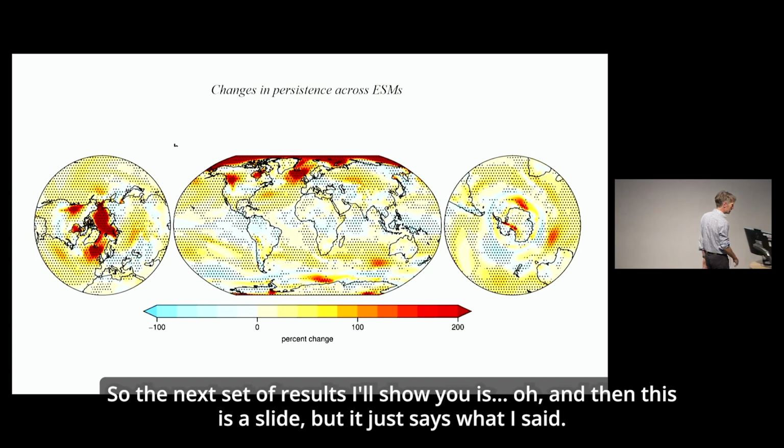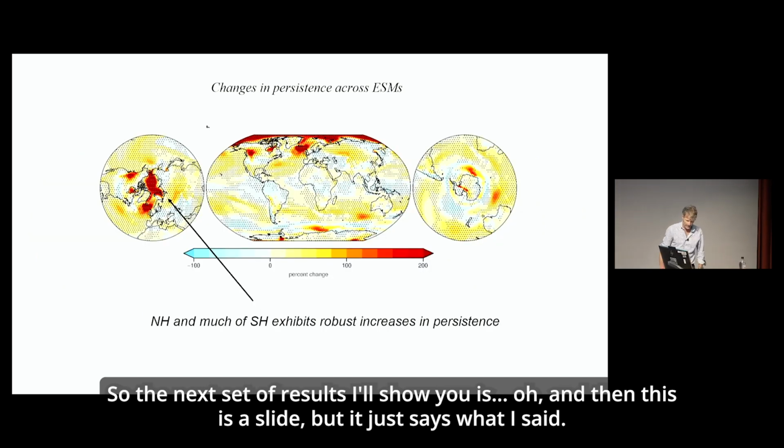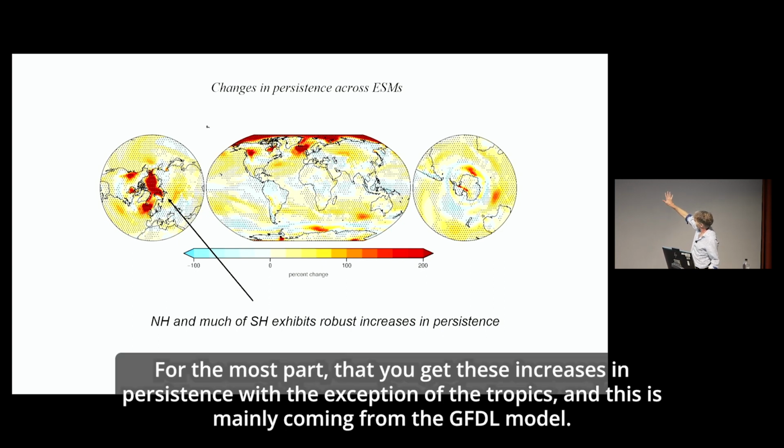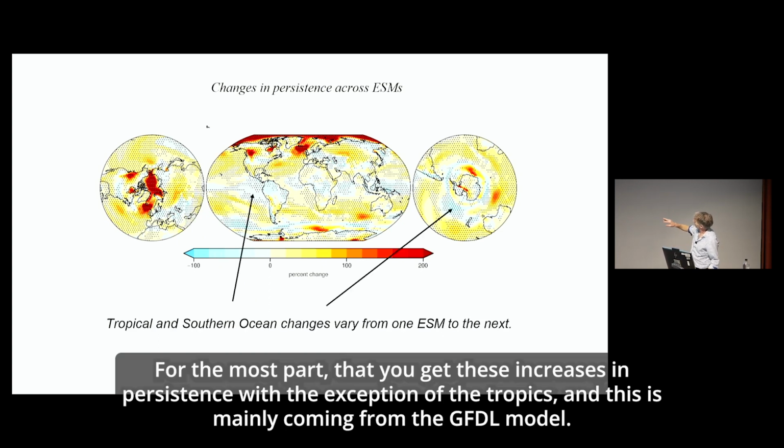So the next set of results I'll show you is, and this is a slide, but it just says what I said. For the most part, you get these increases in persistence with the exception of the tropics, and this is mainly coming from the GFDL model.